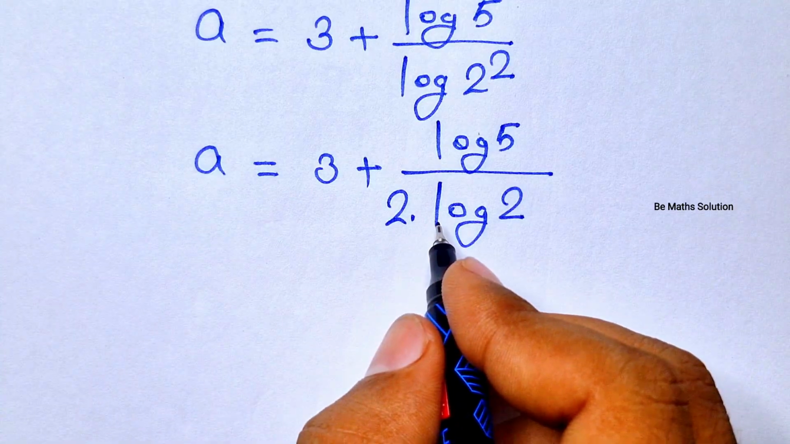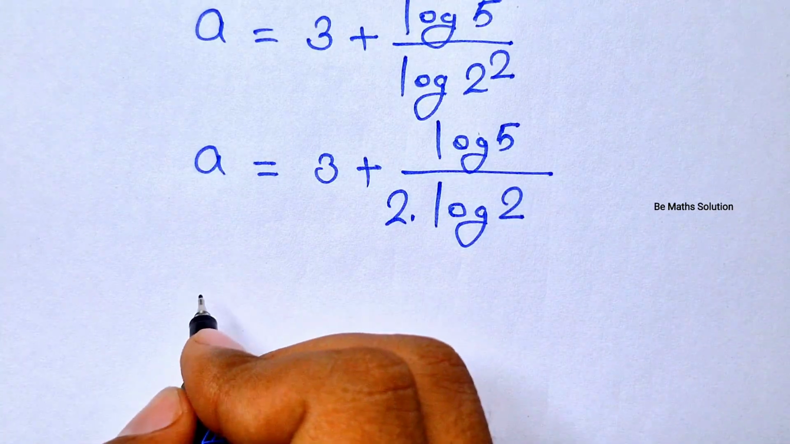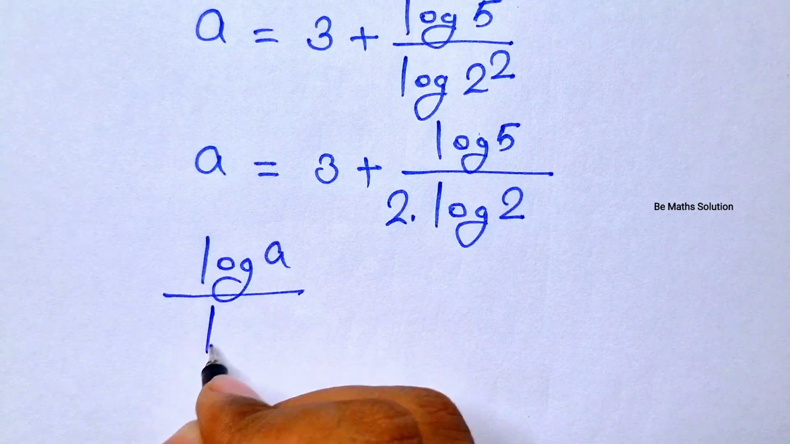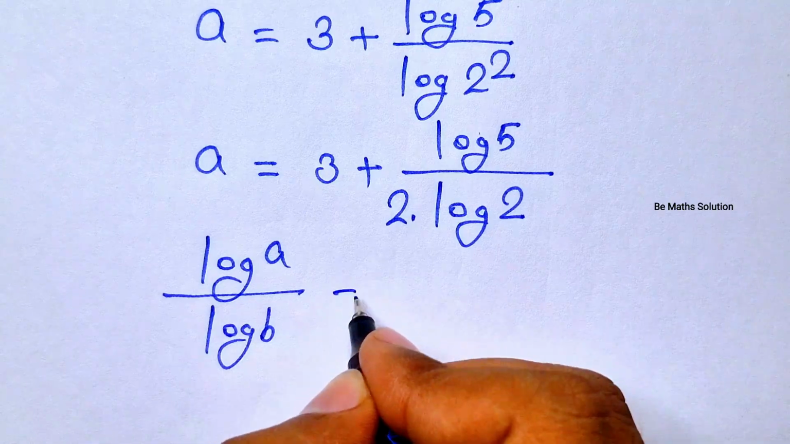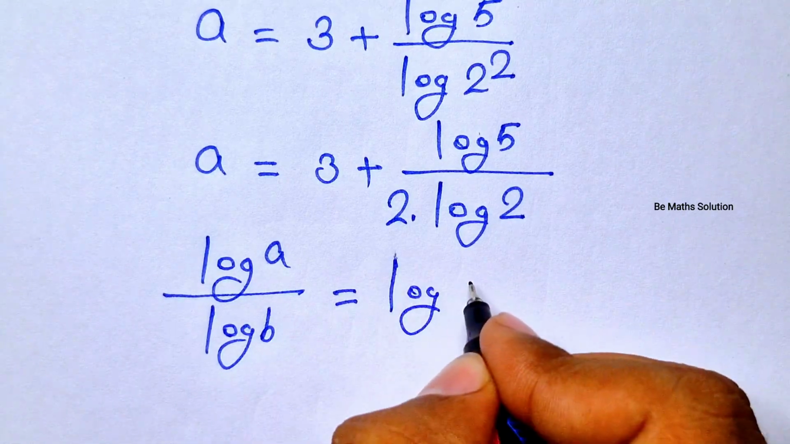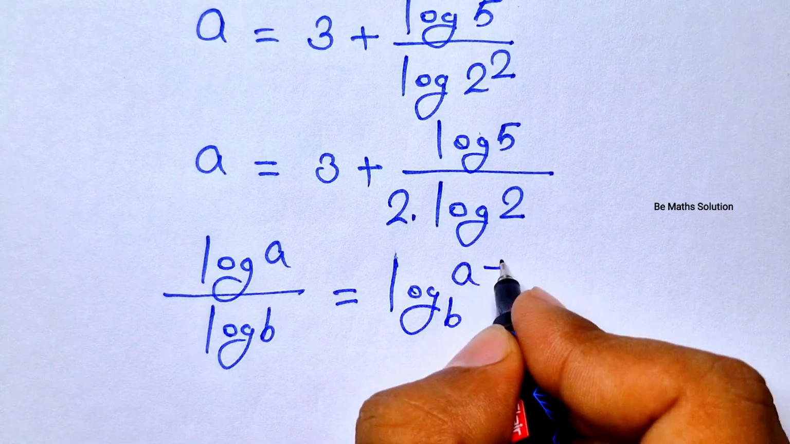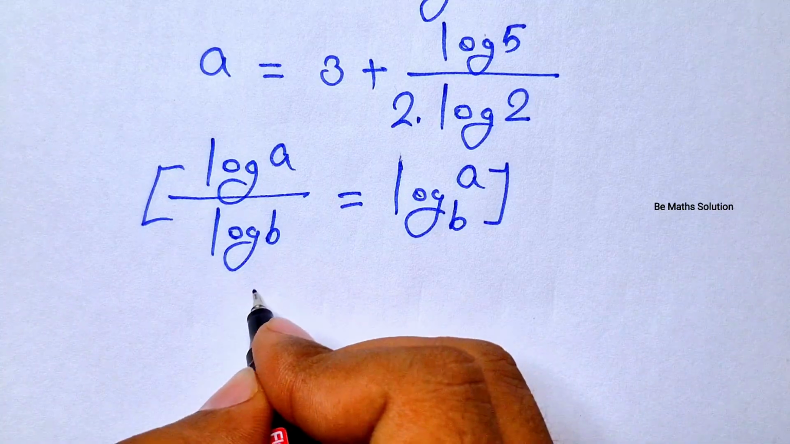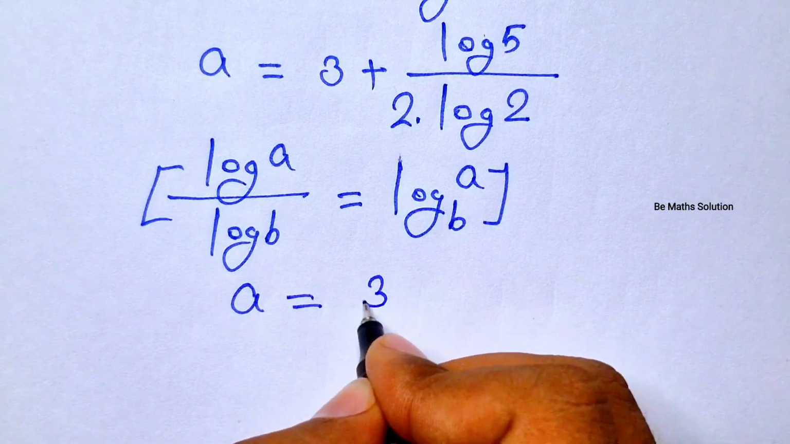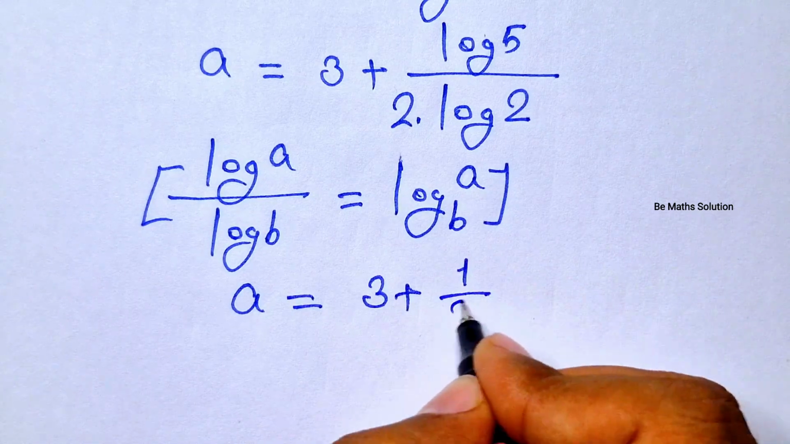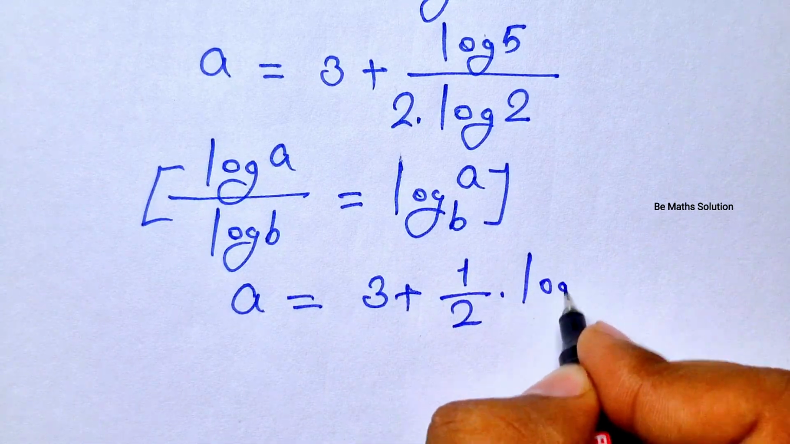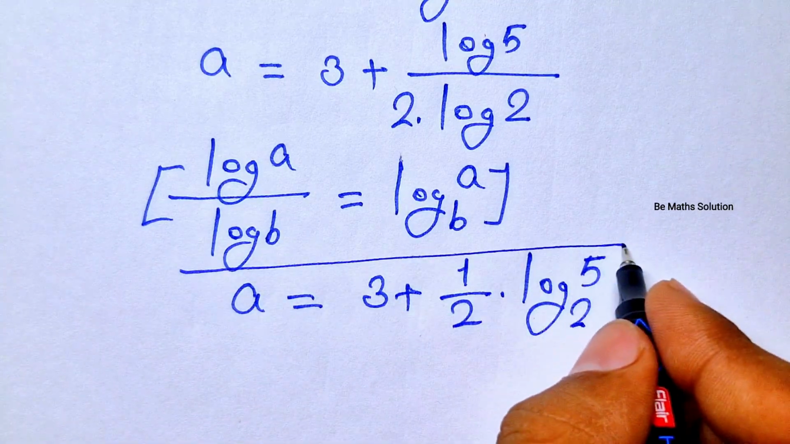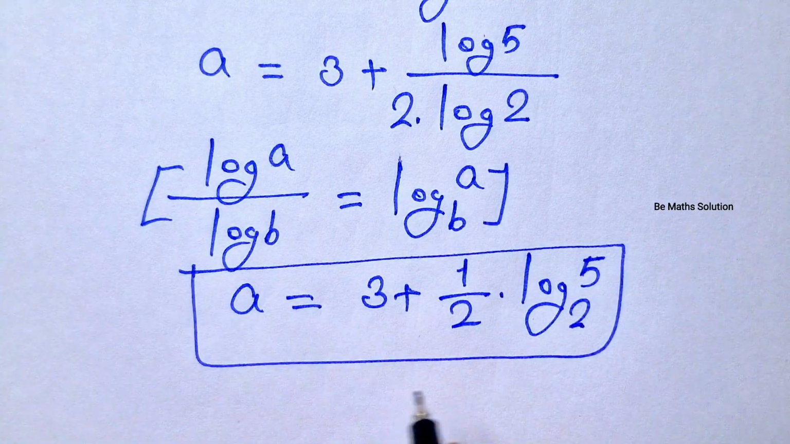Then in the next step, this part is in the form of log of a over log of b, which is equal to log of a base b. So we will apply this logarithm rule from here. So it will be a is equal to 3 plus 1 over 2 times log of 5 base 2. So this is the final answer for the value of a from this problem.